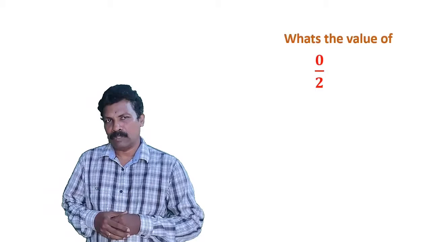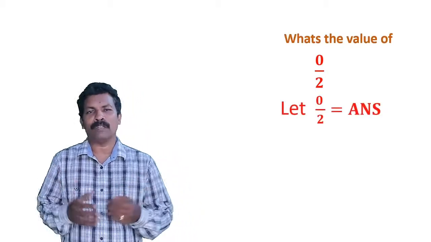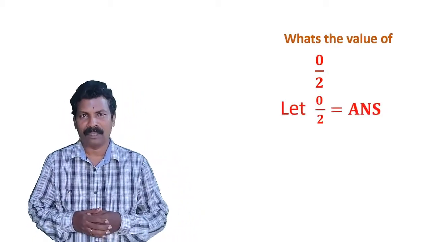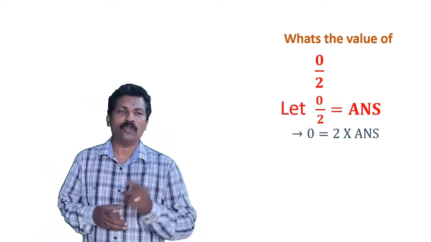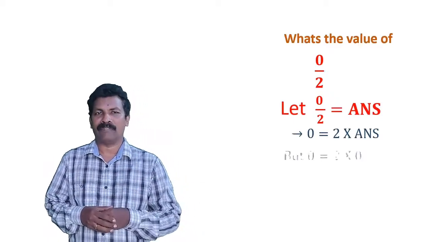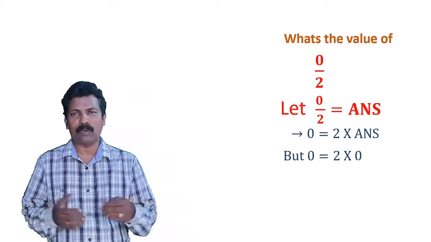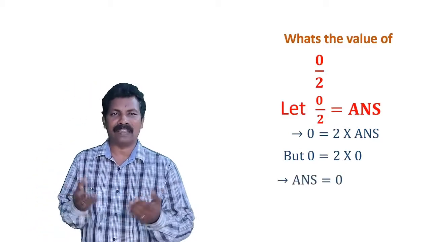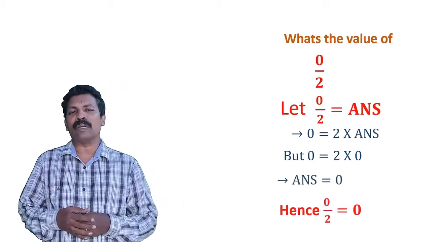What's the value of 0 by 2? Let 0 by 2 be equal to answer. Then 0 is equal to 2 into answer. But we know 0 is equal to 2 into 0. So we have the answer here, that is 0. Hence 0 by 2 is equal to 0.